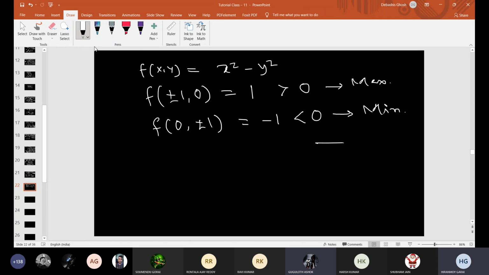Sir, for this maximum and minimum, is it safe to check the double partial derivative also? No, in this case, we don't need to check the double derivative. We can conclude that the function has its maximum and minimum depending upon the values of that function.